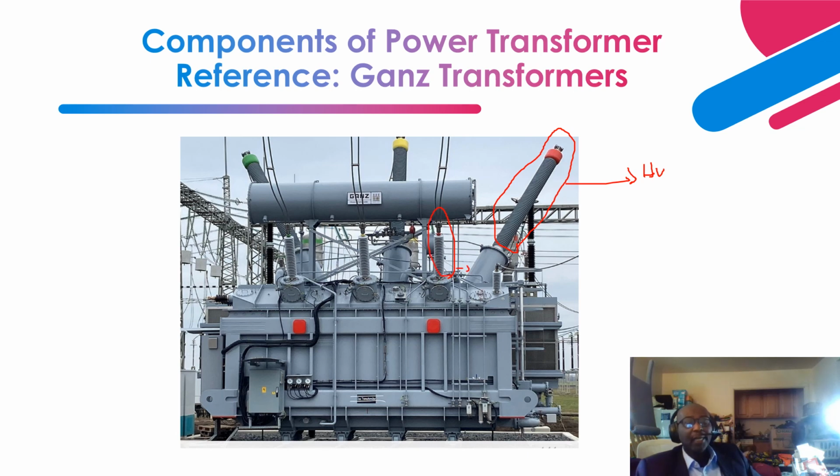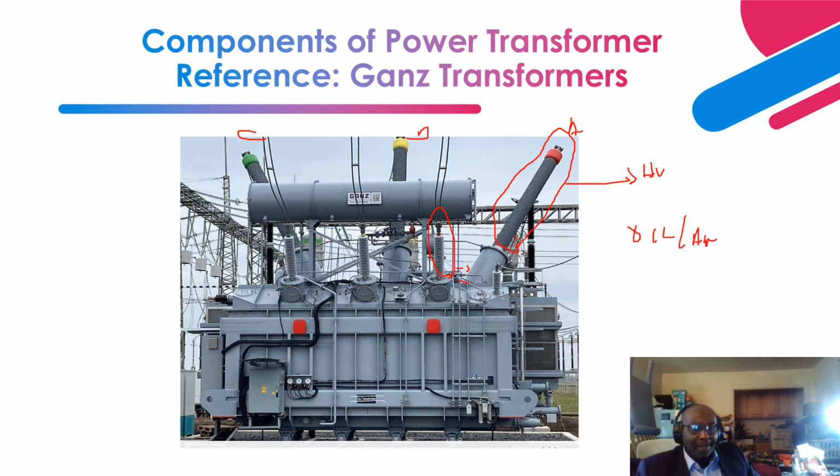Okay, and the reason why these bushings are slanted from each other, right? This is phase A, phase B, phase C. The reason why the phase A bushing is slanted a little bit at an angle to the phase B bushing is because of the difference in dielectric strength between oil and air.